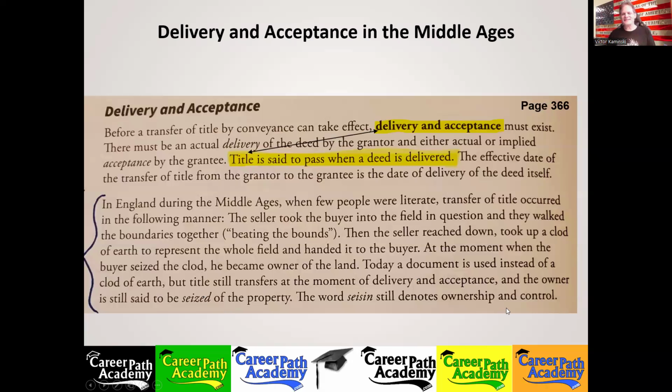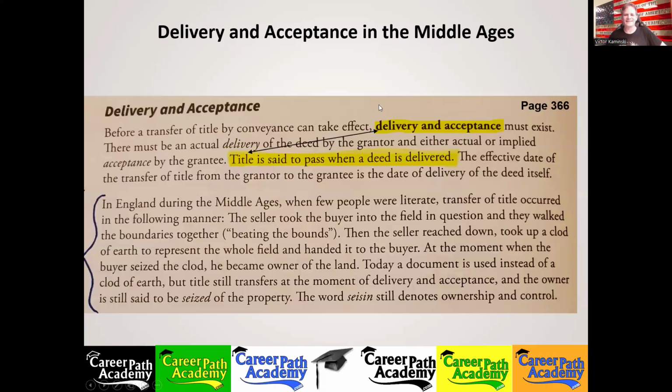So that's how the ownership transfer took place. The owner would walk you around the boundaries of the property, pick up a piece of dirt from the field and drop it in your hand. You accepted that dirt. You're now seized of the land. It's your land. Or it could have been done by war and they just stabbed you and took it, you know. They're seized of the land. It's their land now, you know. Right? That's what happened in the Middle Ages, right? Got the job done. Yeah, it worked.